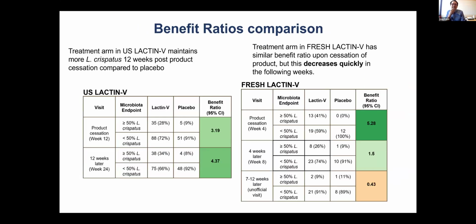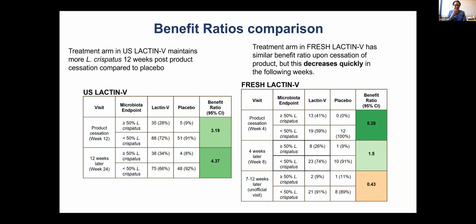So if you look at this benefit ratio, in the US Lactin-V study at week 12, at product cessation, 3 times more women had Lactobacillus crispatus dominance in the treatment arm than in the placebo arm. And that pretty much persisted even at 12 weeks after stopping. In South Africa, you had a similar result, possibly even a little bit better, where after 4 weeks, 5 times more women in the Lactin-V arm had Lactobacillus crispatus dominance than in the placebo arm. But then you saw that they seemed to lose this; it wasn't as durable.